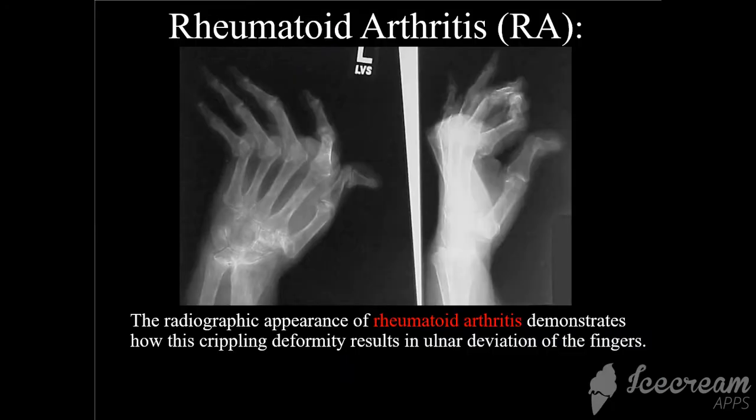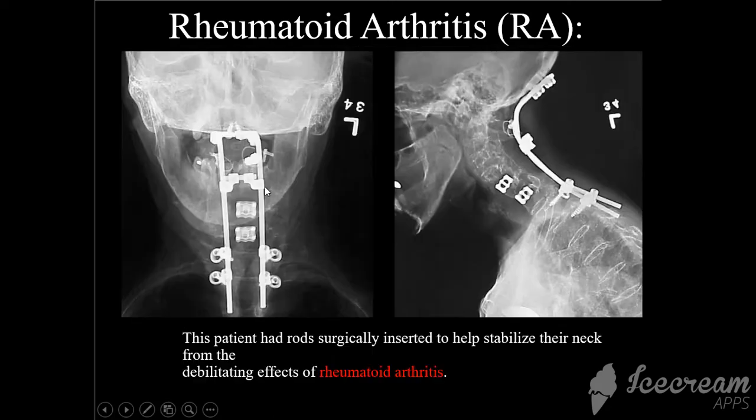This is a type of advanced rheumatoid arthritis. In the hand, we see the deformities at the metacarpophalangeal joints. This demonstrates the crippling deformity that results in the ulnar deviation of the fingers.